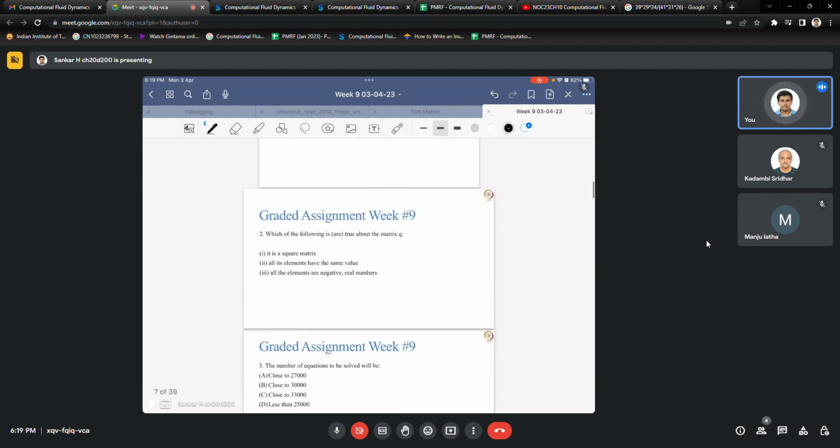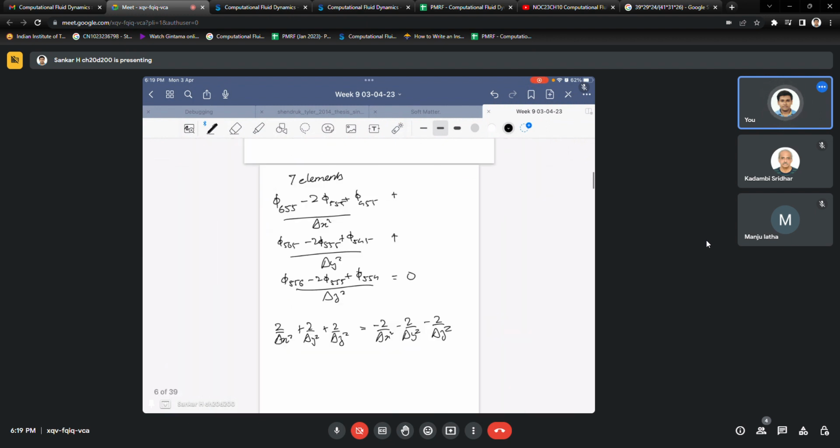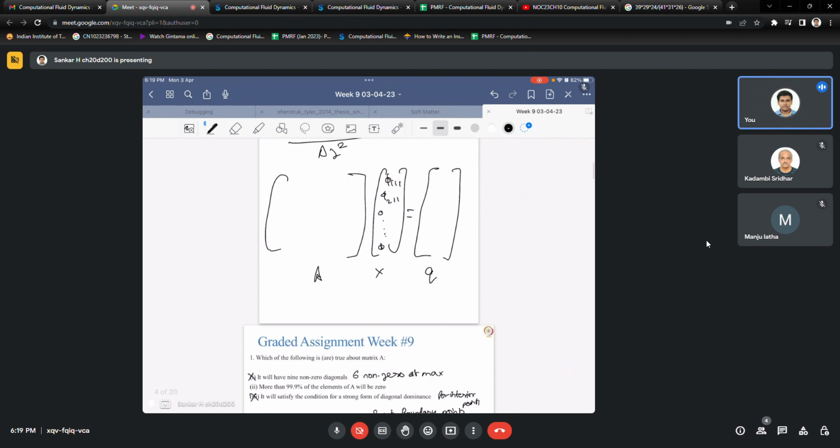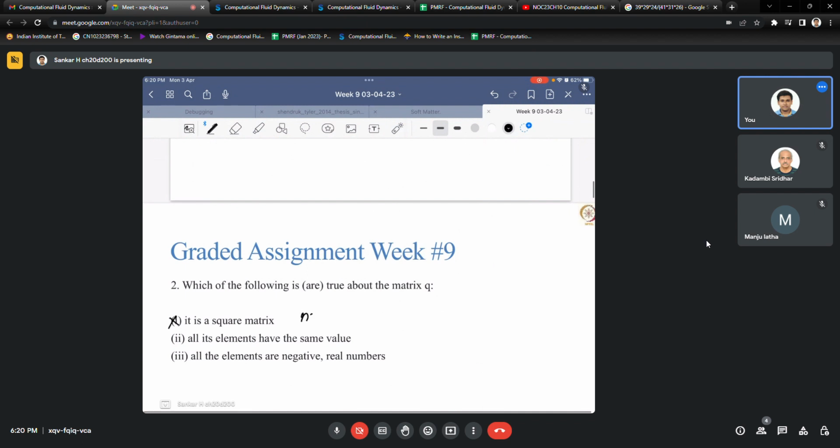So what can we say about this matrix Q? It is a square matrix. Again, when we solve for Ax, if this is an n by n matrix, this has to be an n by 1 matrix. So when we solve this, we'll in fact be getting an n by 1 matrix. Therefore, Q is not a square matrix. It is in fact an n by 1 matrix.